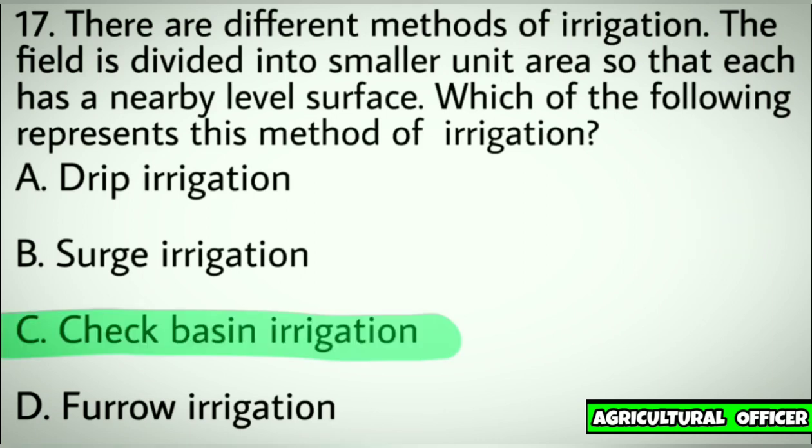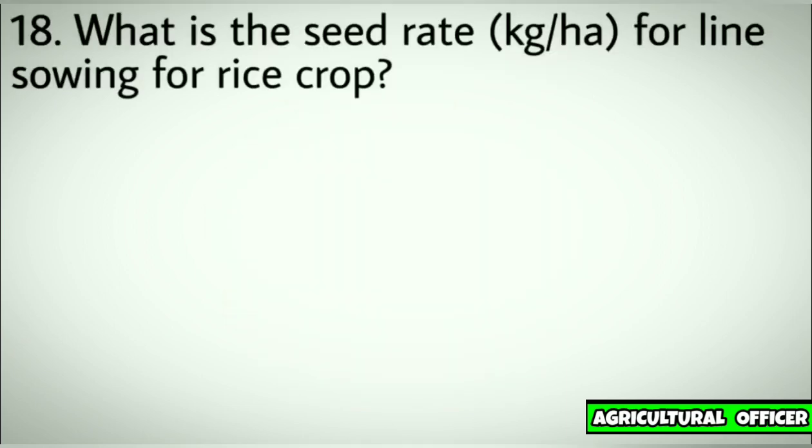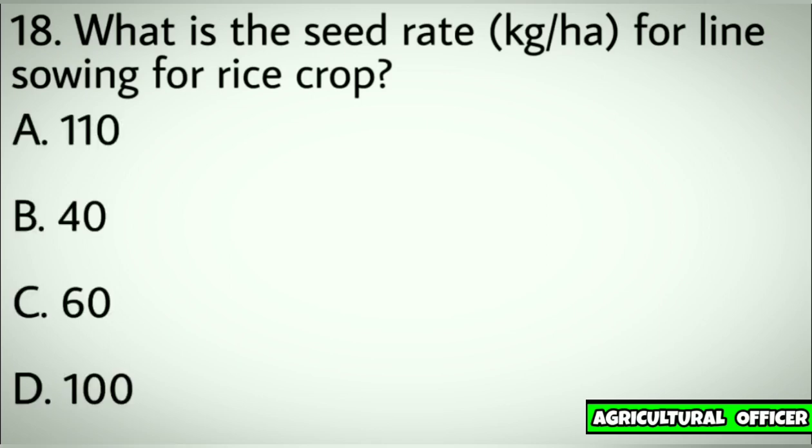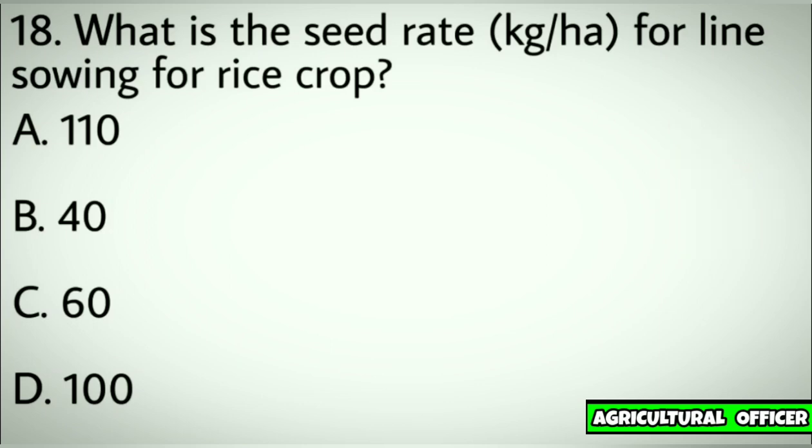Correct answer C. Check basin irrigation. Question number 18. What is the seed rate kg per hectare for line sowing for rice crop? Options A. 110, B. 40, C. 60, D. 100. Correct answer C. 60 kg per hectare.